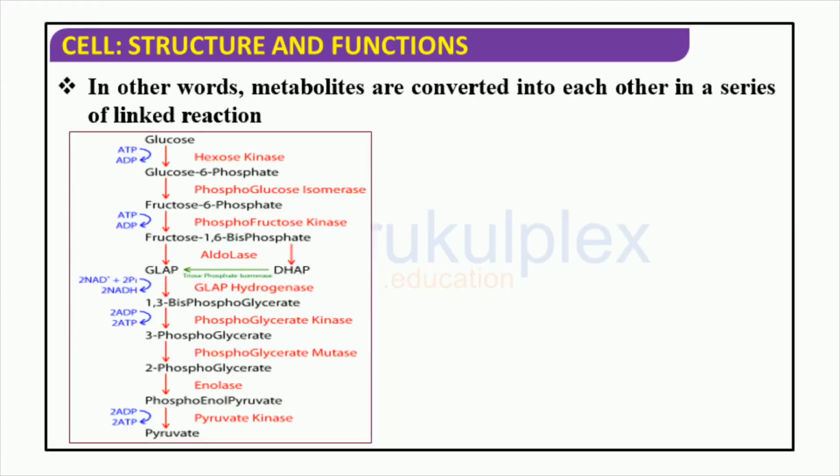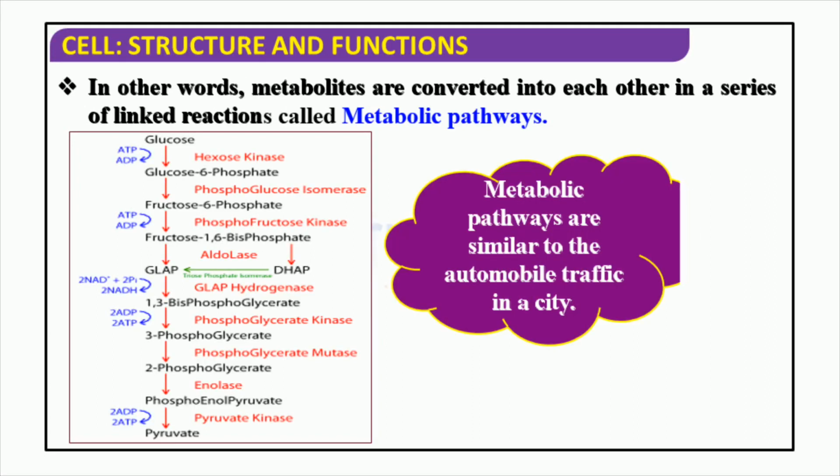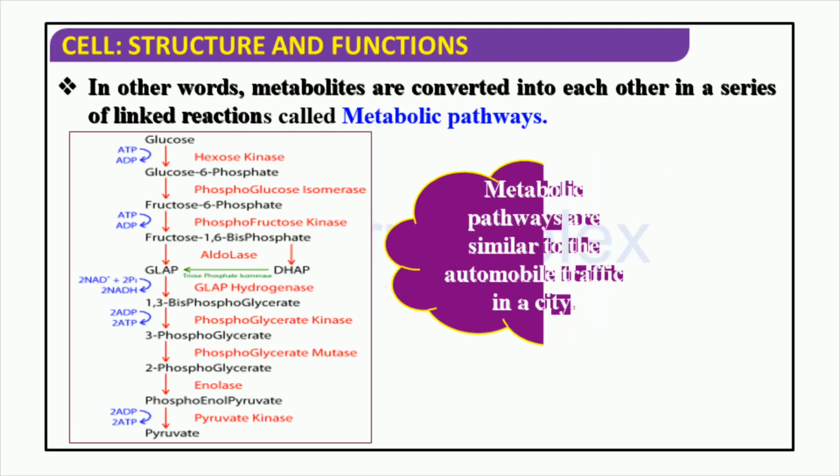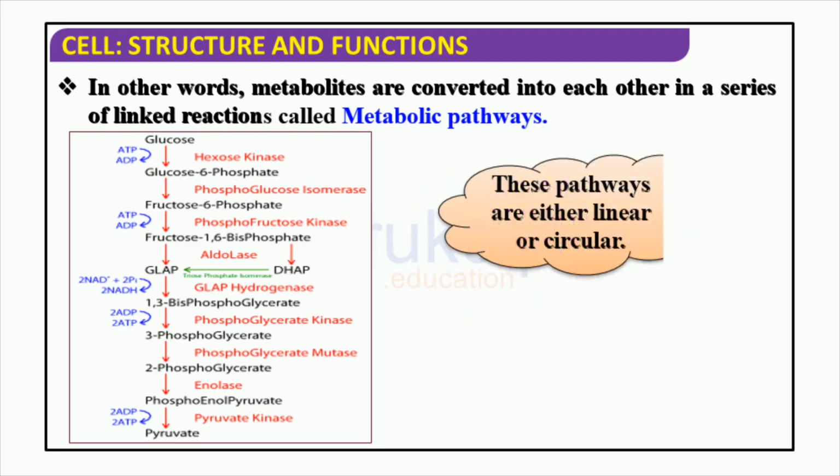Metabolites, essential compounds for life, are transformed into each other in a metabolic pathway. These pathways can be compared to the automobile traffic of a city, having junctions and intersections that transport metabolites at a certain speed and in a certain direction. Metabolic pathways are essential for the effective flow of metabolites, which are key to life.